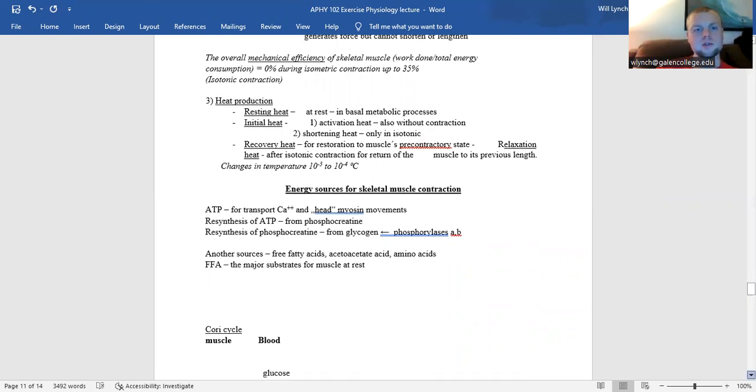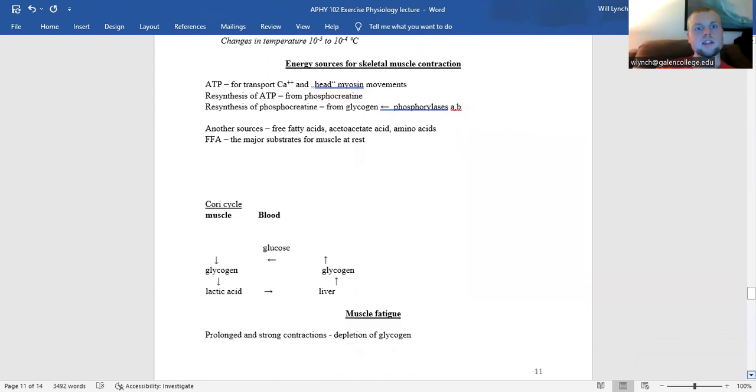All right, finally, energy sources. We're using ATP, of course. So we're using ATP for the transport of calcium and also for the myosin head recocking every time that it dissociates from actin. We also need resynthesis of ATP from the phosphocreatine and resynthesis of phosphocreatine from glycogen. If necessary, we also get energy from free fatty acids, amino acids, and acetoacetic acid. Free fatty acids are going to be the major substrate for muscles at rest.